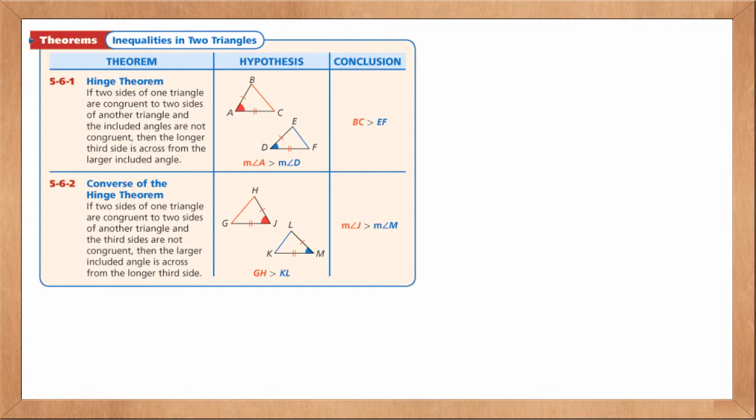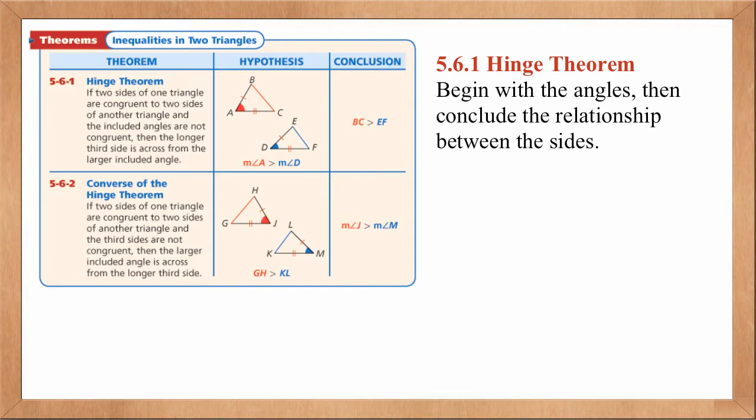Now, a lot of times I get the question, how do I know the difference between the Hinge theorem and the converse theorem? Well, here's a way that you can study to figure out how you know the difference between the two. With the Hinge theorem, you begin with the angles. One is larger than the other, and you conclude the relationships between the sides. So here in 5.6.1, we concluded that BC is larger than EF. BC is not an angle. It's a side. It's a segment. EF is not an angle. It's a side. It's a segment. And we concluded that BC is larger than EF.